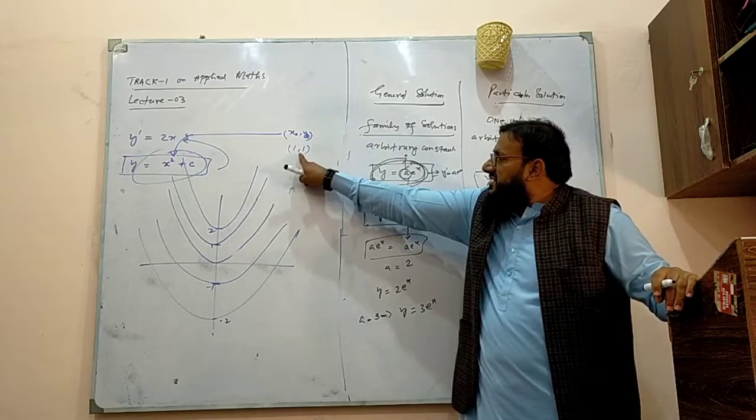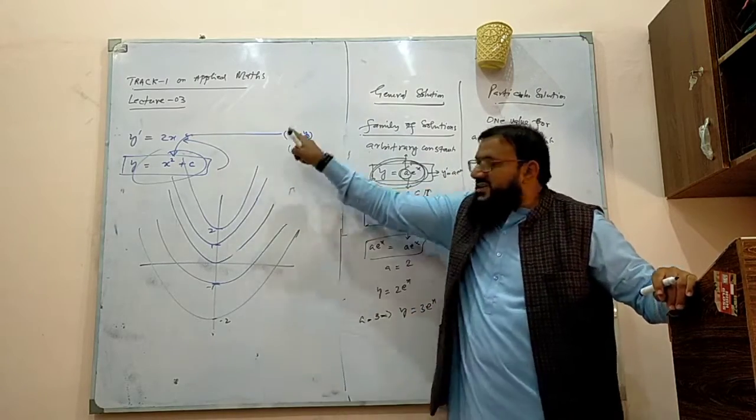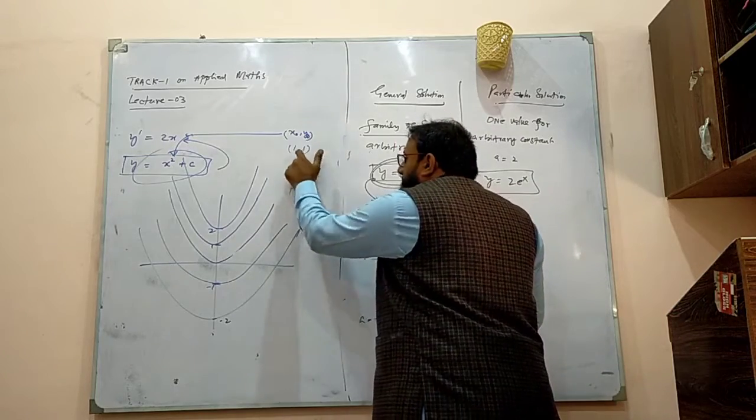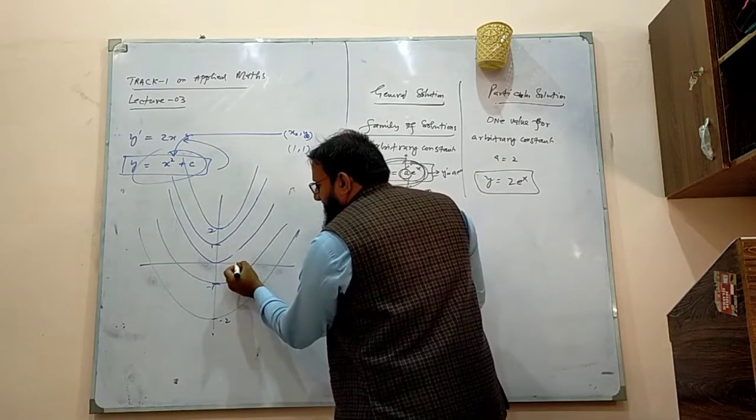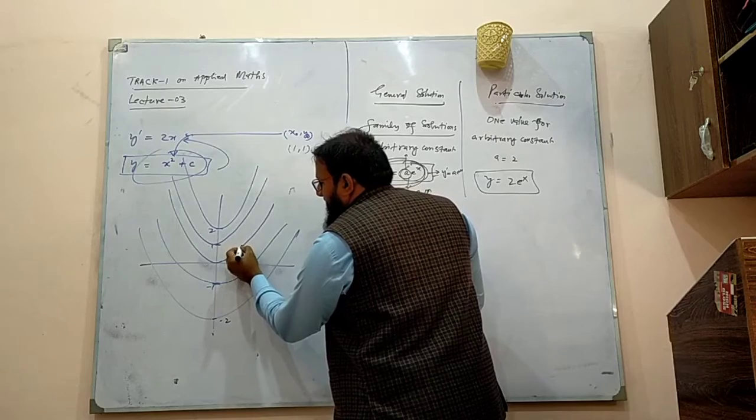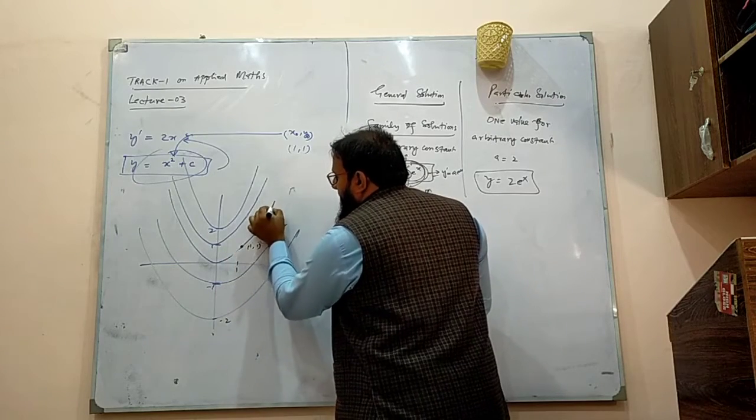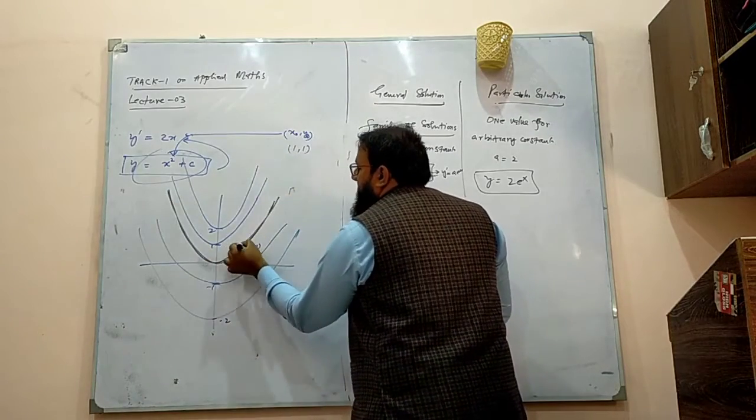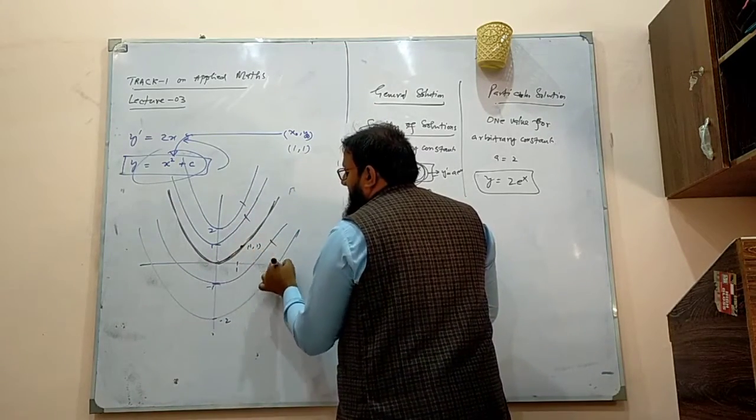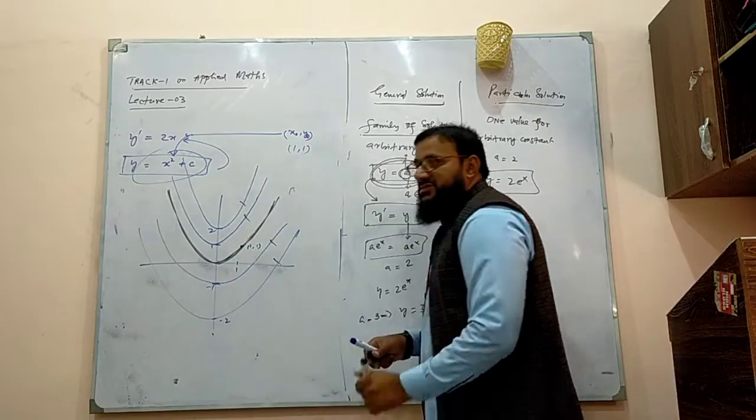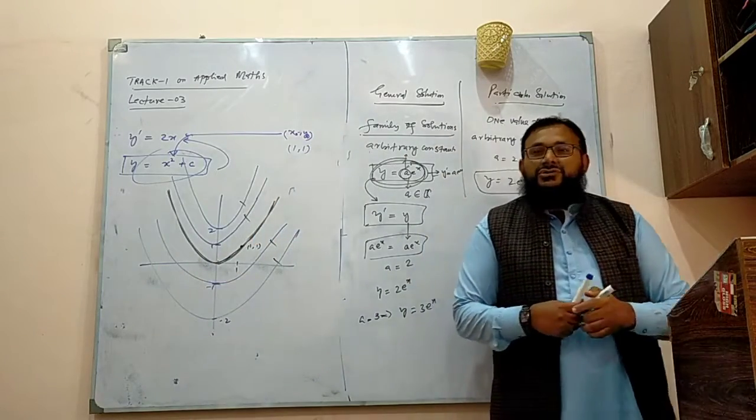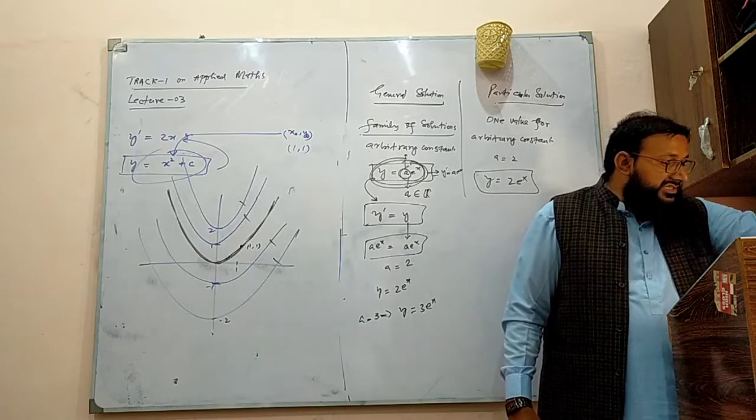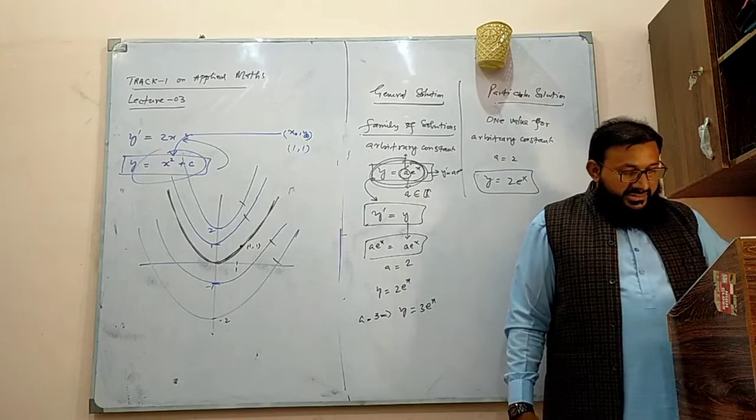So this condition tells you that out of these families you have to select one curve, which passes through this point. Now let's say this is 1 and this is 1, and this is the point 1, 1. Now you have only a fixed solution and all the other solutions are rejected, and this particular curve is called the particular solution. And how do you get that? When you are given some extra conditions, which we call initial conditions or boundary conditions.